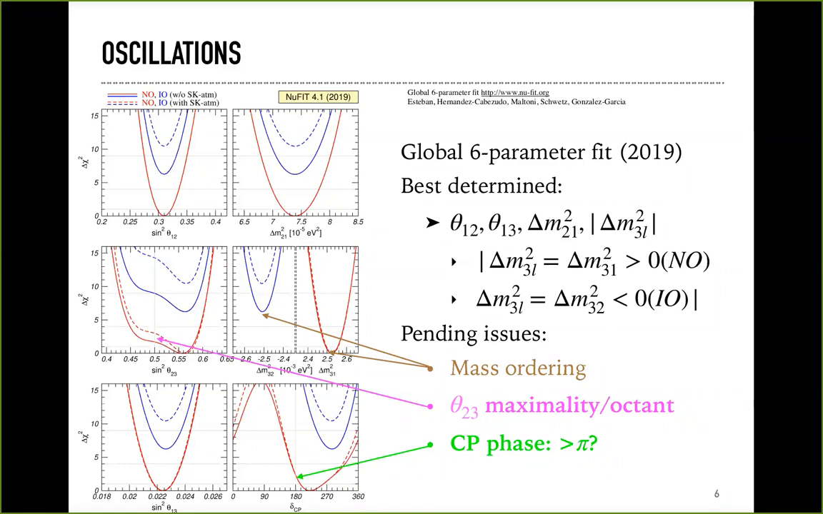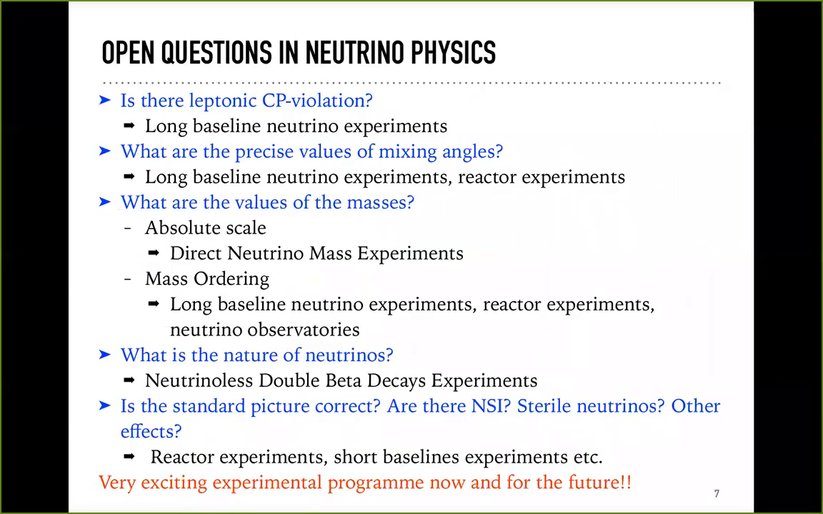We don't know the value of theta 23 exactly, at the level to know what the octant is, which changes basically the composition of the corresponding neutrinos, and the CP phase, which is still something that we are trying to address. If you move on to the next slide, the open questions in neutrino physics are many, and the main one at the moment is really the determination of CP violation, so that can be achieved with long baseline neutrino experiments.